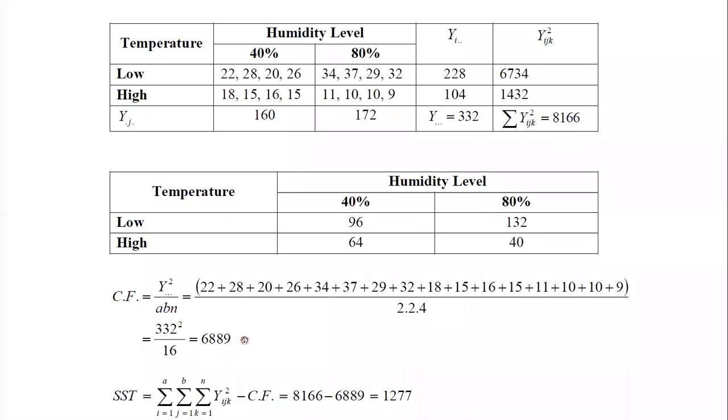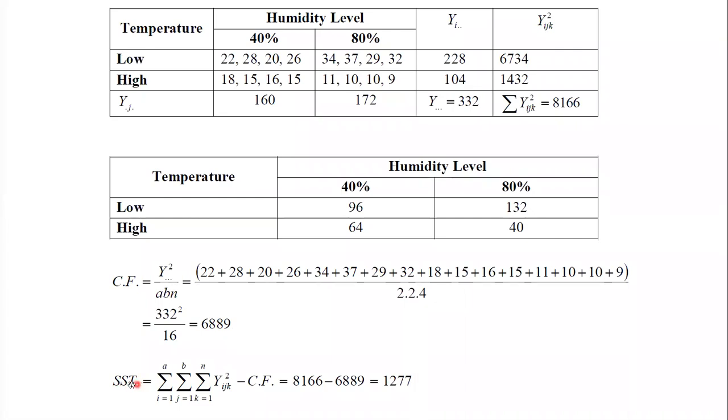Thereafter, we have to obtain the total sum of squares. To obtain the total sum of squares, we can use this equation. We have obtained the total of these squared terms as 8,166. Then the correction factor should be subtracted from this value. Therefore, the total sum of squares is now equal to 1277.